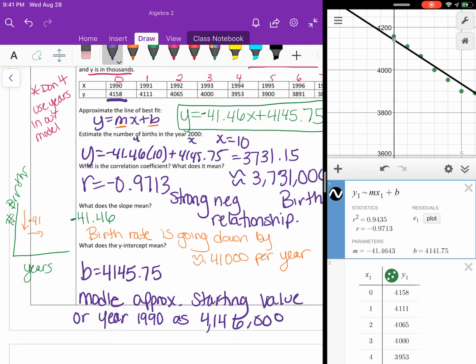So now our actual number of births in 1990 was 4,158,000. So that's the actual number. This y-intercept that our line of best fit gives us, that's the model's representation of the approximate value, but that's at your year 0. So if you're not given the beginning of the year, like sometimes you have to go backwards in a model and find where the beginning was, that would be the y-intercept, where you would want to find the beginning.